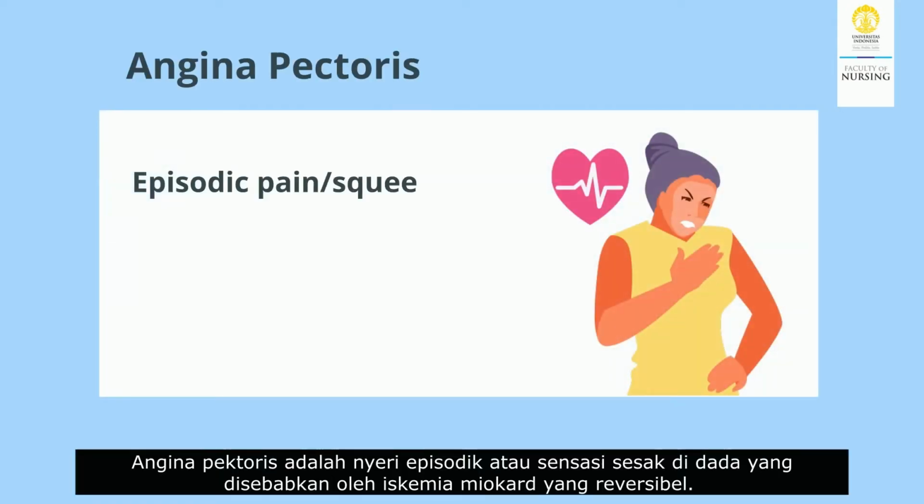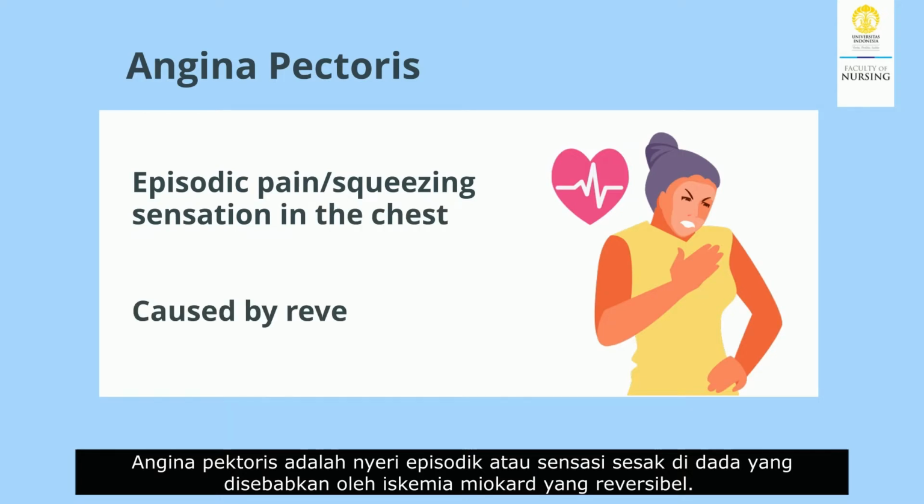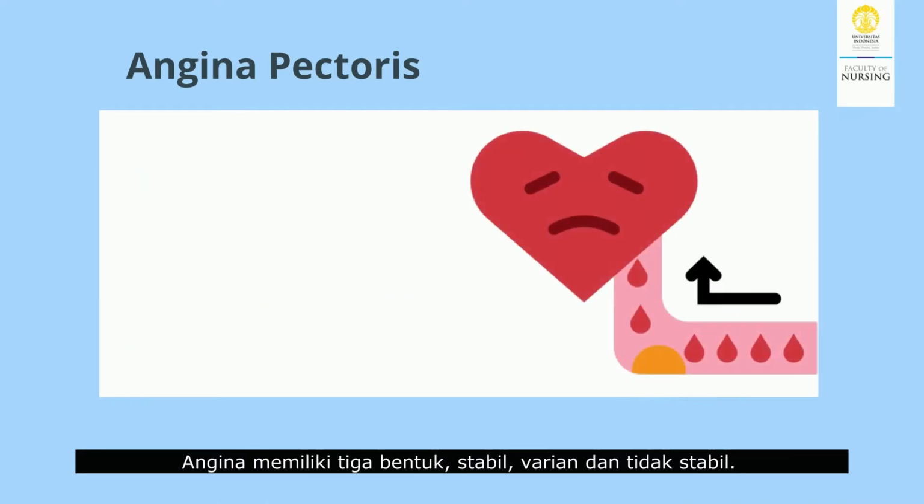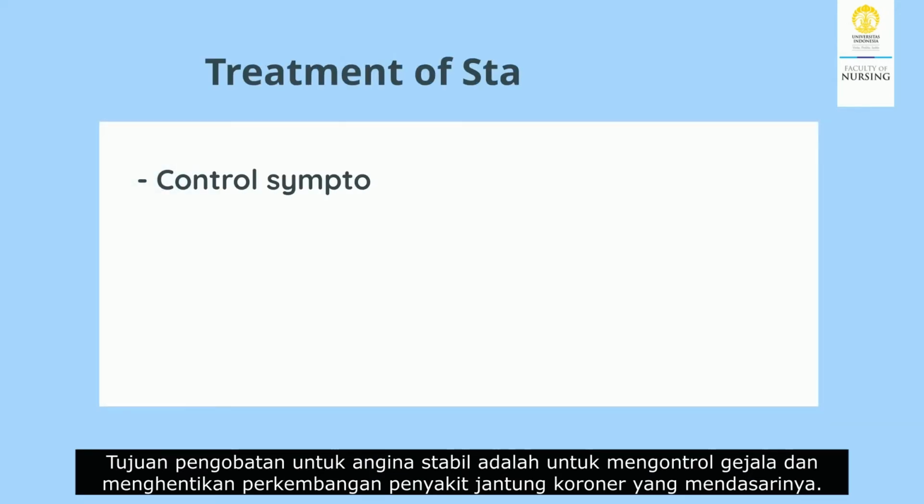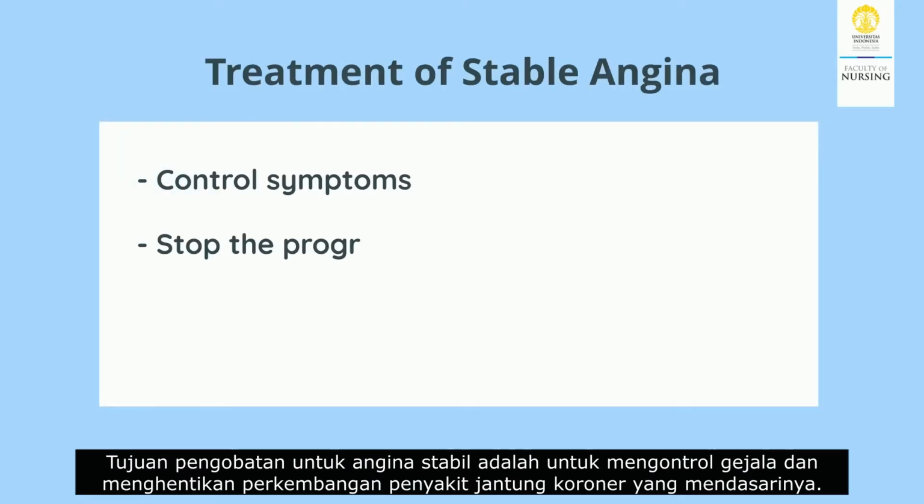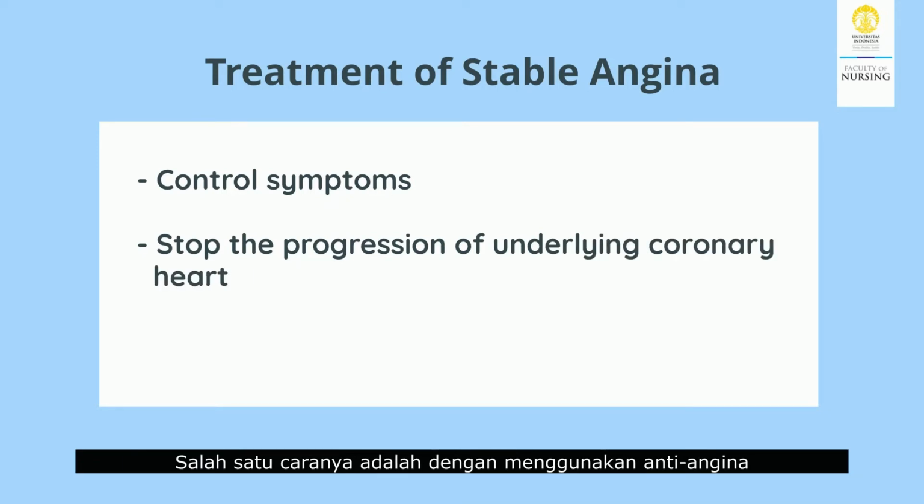Angina pectoris is an episodic pain or squeezing sensation in the chest caused by reversible myocardial ischemia. It has 3 forms: stable, variant, and unstable. The goals of treatment for stable angina are to control symptoms and to stop the progression of underlying coronary heart disease. One way is to use anti-anginals.